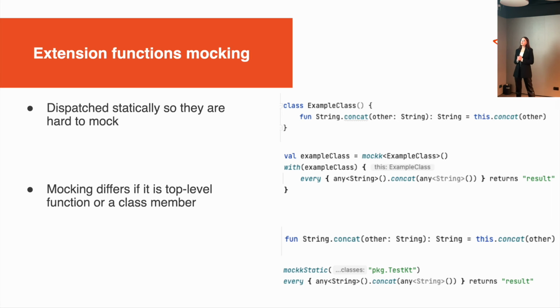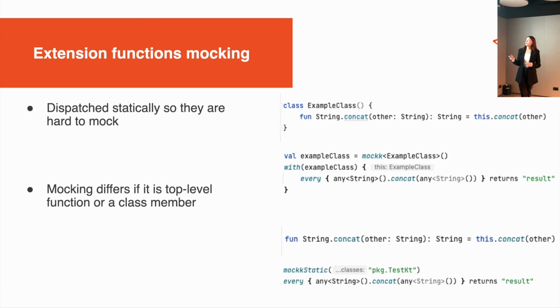Now, in the start, I mentioned some of these Kotlin specifics that MockK is so great about, and one of them was extension functions. So we can see now how extension functions can be mocked. They are dispatched statically, so they are a little bit harder to mock. And we have two types of dependencies. I mean, they are not really types of dependencies, but it depends on where they are placed, and the mocking differs for them.